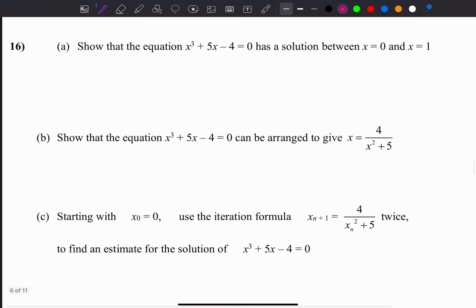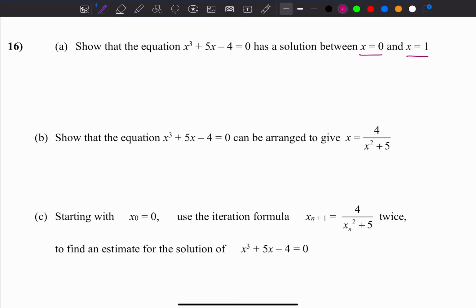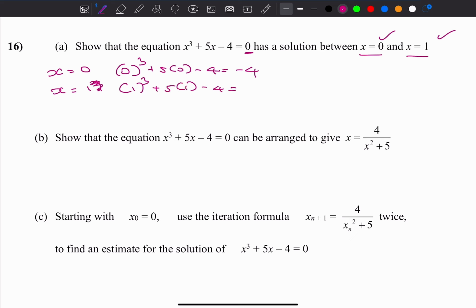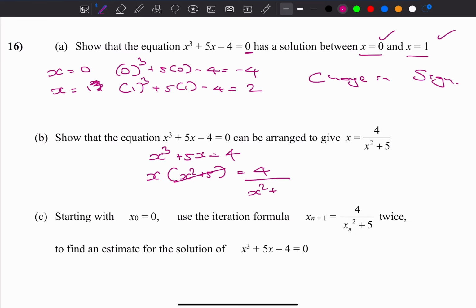Next one. Show that it has a solution between 0 and 1. Make sure this is equal to 0. When x is 0, substitute 0 cubed plus 5 times 0 minus 4. That's just minus 4. X equals 1: 1 cubed plus 5 times 1 minus 4. Let's say 6 minus 4 is 2. Cool. There's a change in sign. Show that, okay. Move this to the other side: x cubed plus 5x equals 4. Take x common: x times x squared plus 5 equals 4. Divide by that: x equals 4 over x squared plus 5. There you go.